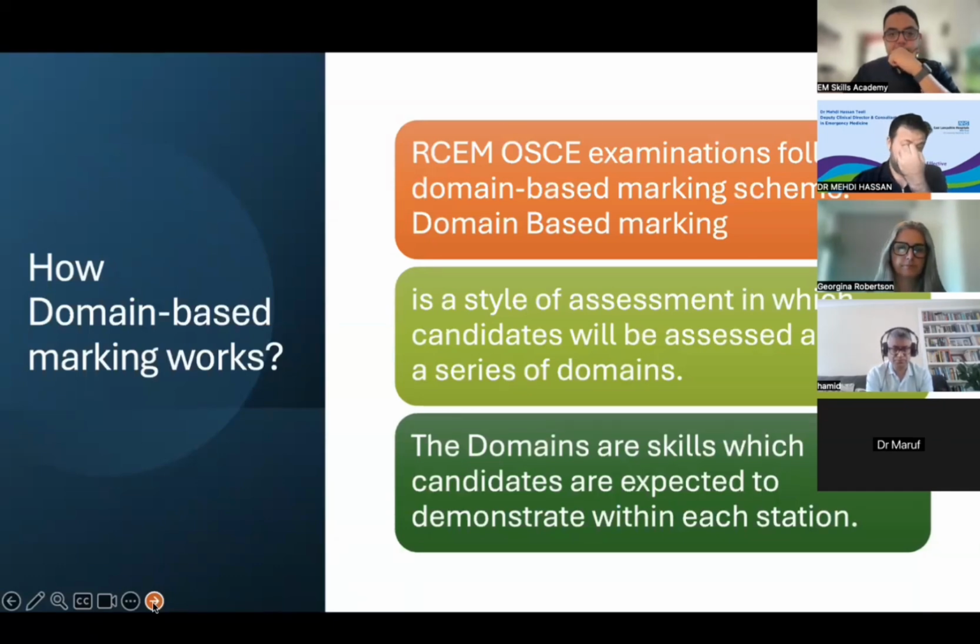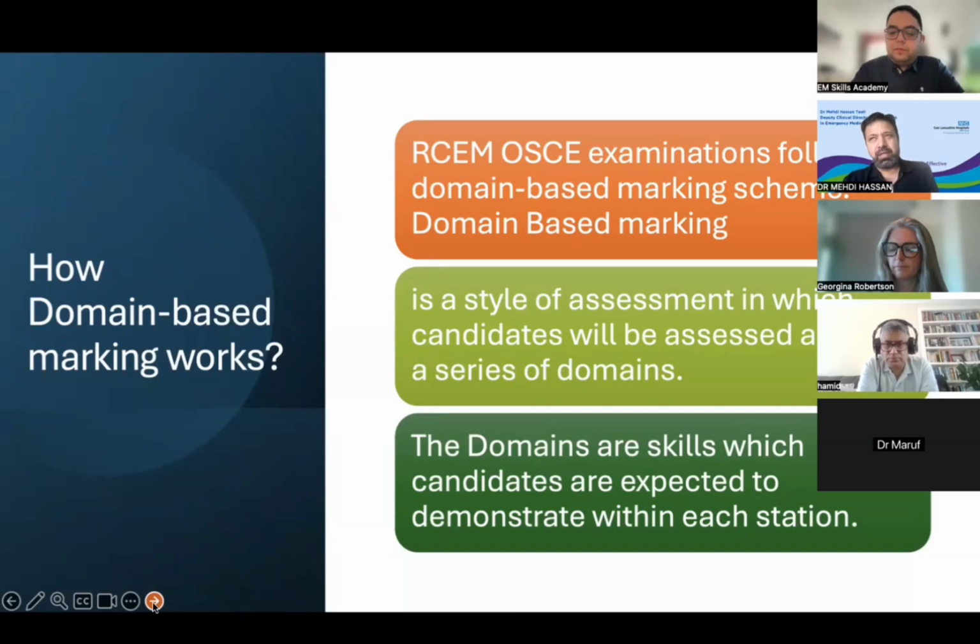Now, how domain-based marking works. You might know it used to be a checkbox, tick-box like system before we started domain-based marking a few years ago. This is how we mark you as examiners.